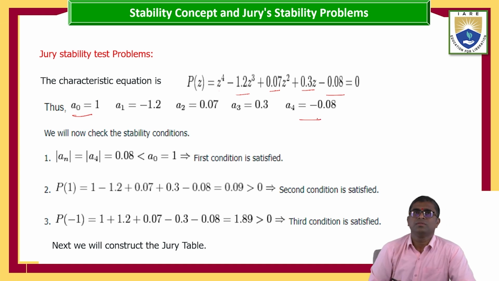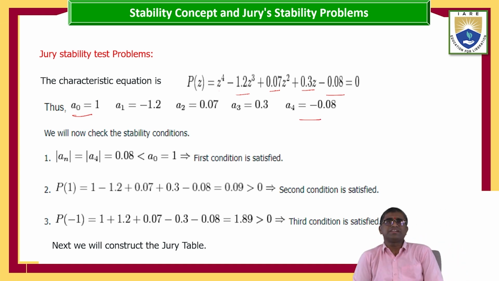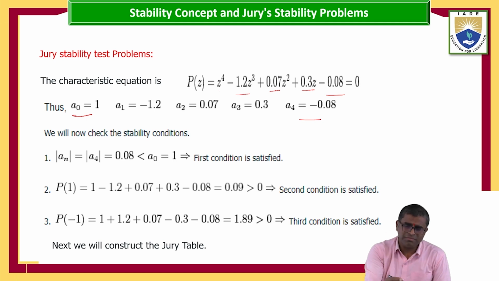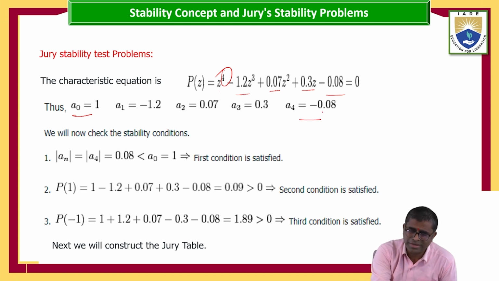We got this one. Okay, so we can see what the first conditions are, the necessary and sufficient conditions here. First you have to take the necessary conditions. What is the n value? The n value is here 4, the highest power of z. So that is A4. What is the A4 value? 0.08.